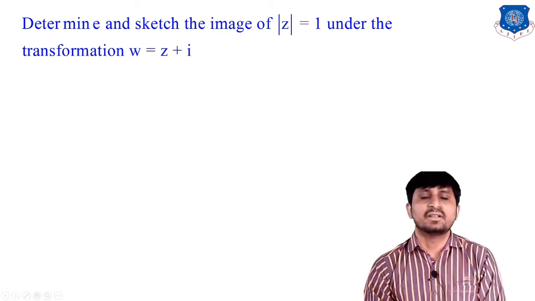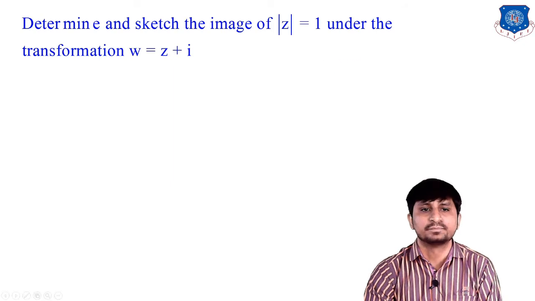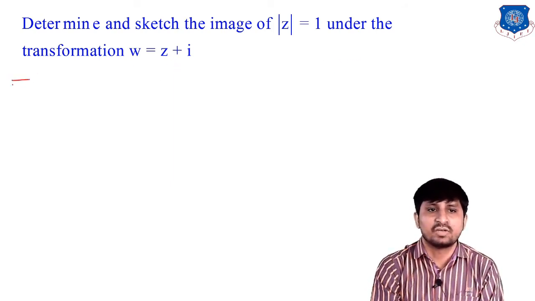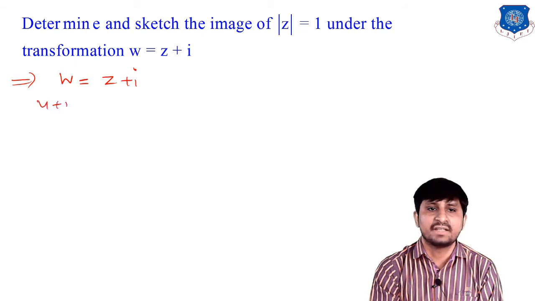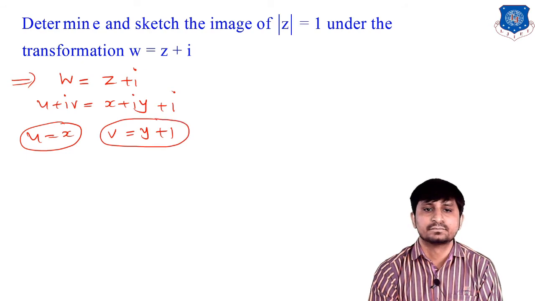Now the next example, it's a circle. Determine and sketch the image of mod z equal to 1 under the transformation W equal to Z plus i. So first of all, what is my mapping? The mapping is W equal to Z plus i. So u plus iv is equal to x plus iy plus i. So u is equal to x, and v is equal to y plus 1.